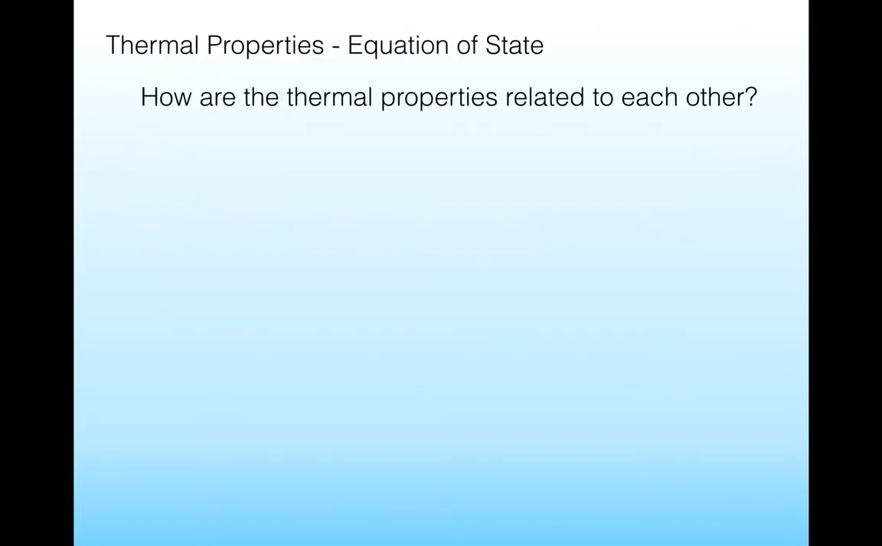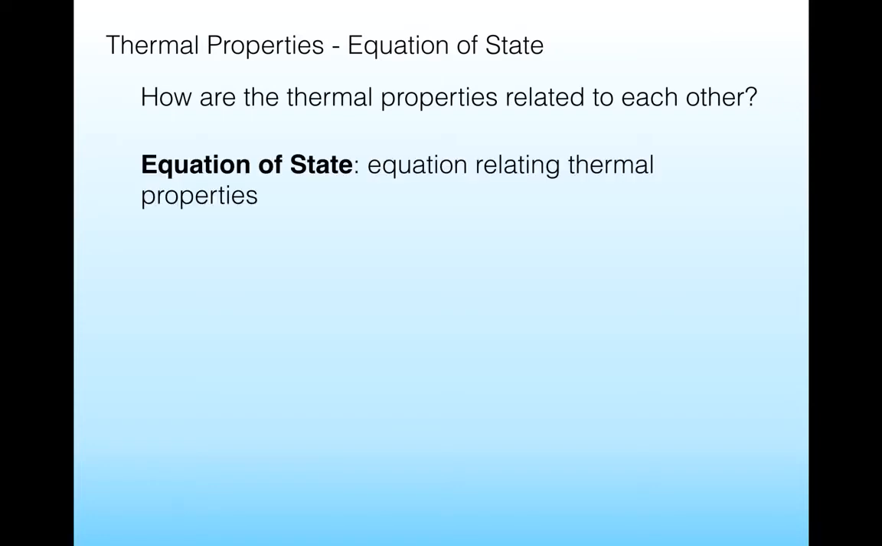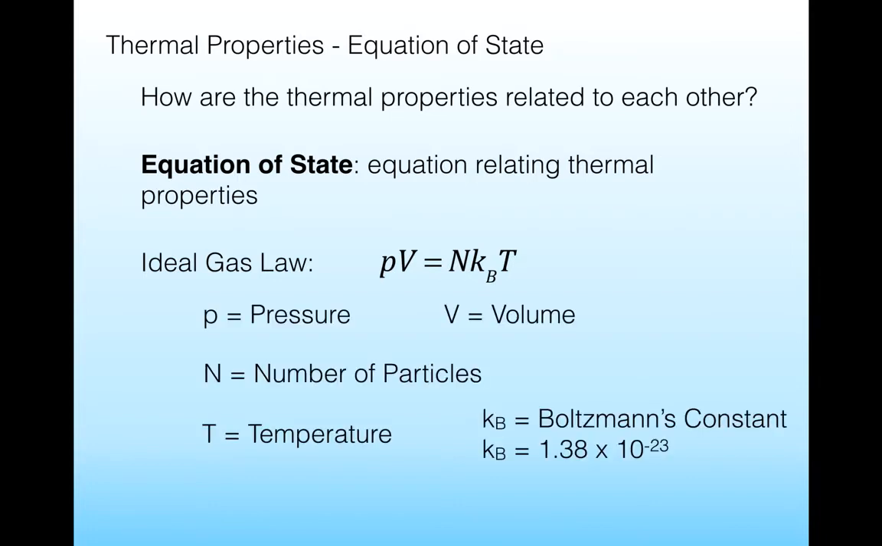Thermal properties are related to one another through an equation of state. This is an equation relating the thermal properties by definition. In this case, the equation of state is the ideal gas law. You may have seen this before, but you can see very clearly now that we've defined it this way that it's relating the pressure, the volume, the number of particles, and the temperature. So again, this P is pressure, V is volume, N is the number of particles, and T is the temperature.